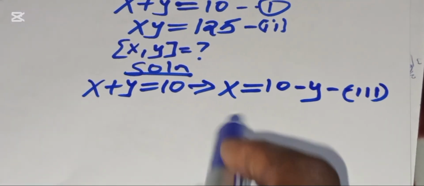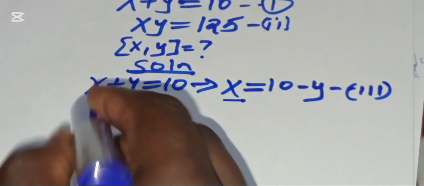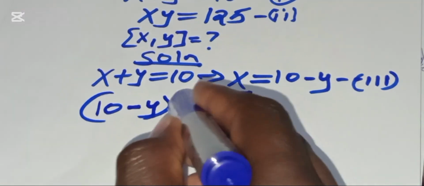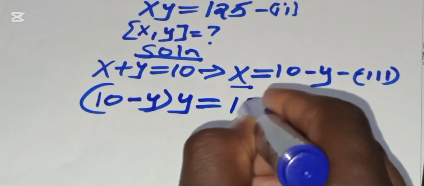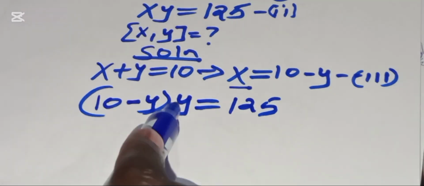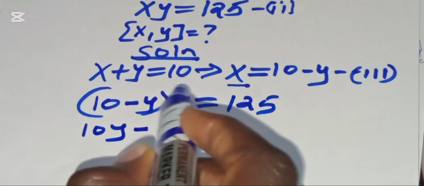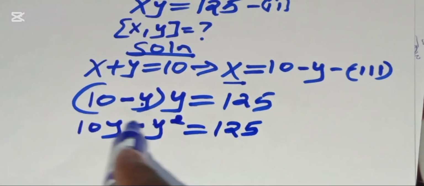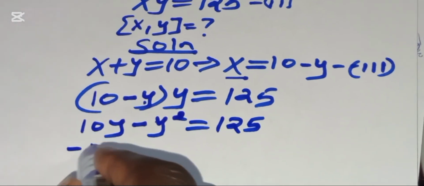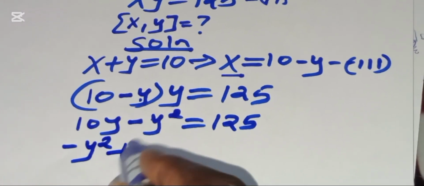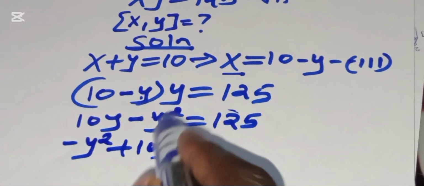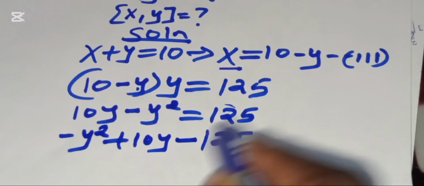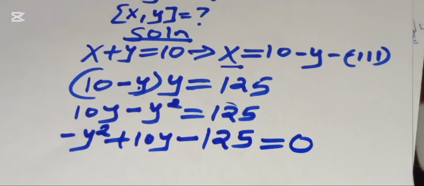Now, let's substitute the value of x in equation 2, so that we have 10 minus y, multiplied by y, is equal to 125. So 10 times y is 10y, subtract y times y, which is y squared, equal to 125. If we rearrange, this is the same thing as negative y squared plus 10y. We take 125 to the left hand side, so that we have negative 125, equal to 0.